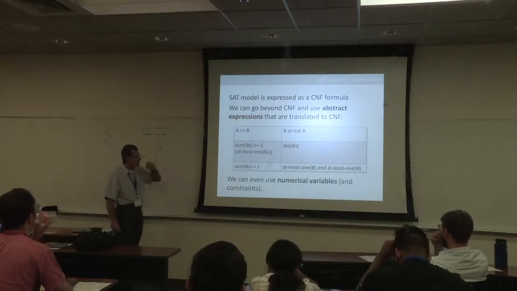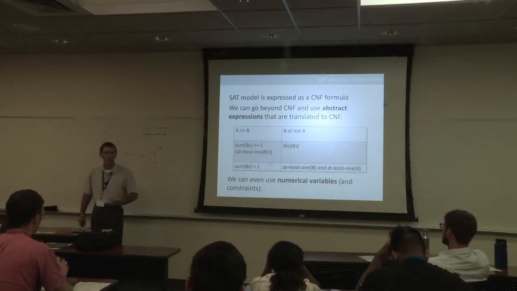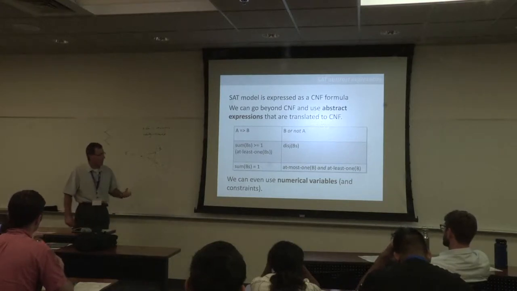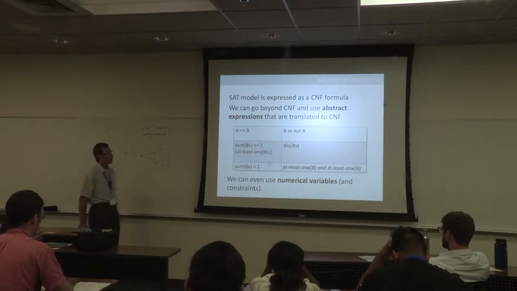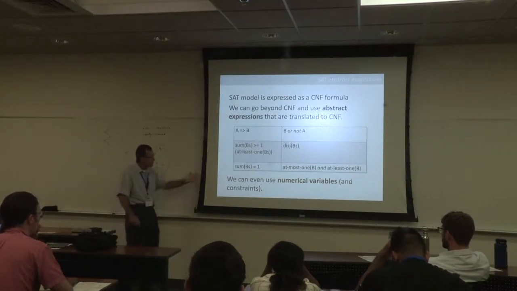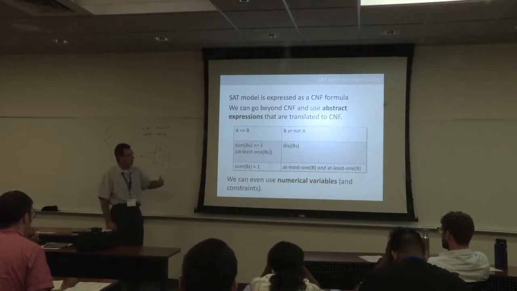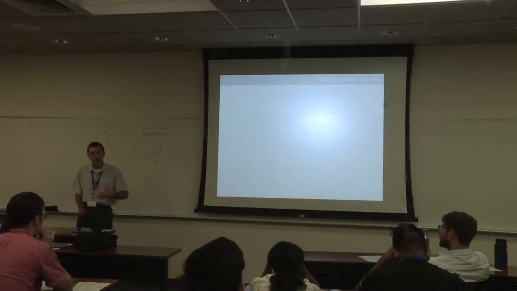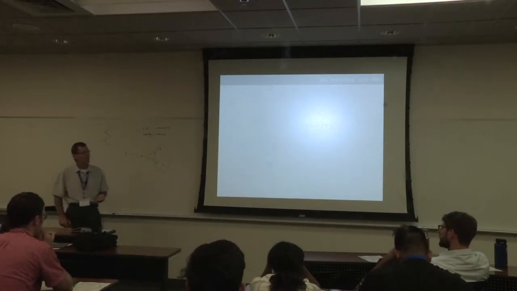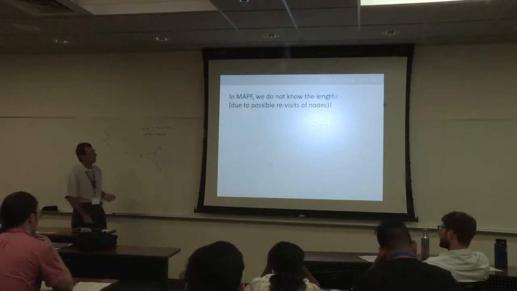Okay? And we can even use numerical variables, and they can be encoded in various ways to SAT. For example, using logarithmic encoding to encode numbers, one possible way how to do it. But the good thing is that we don't need to do this because there are solvers or languages that do this translation for us. So I will now show you some core ideas how SAT can be applied to solve multi-agent pathfinding, and I will also show you really, really the formulas.